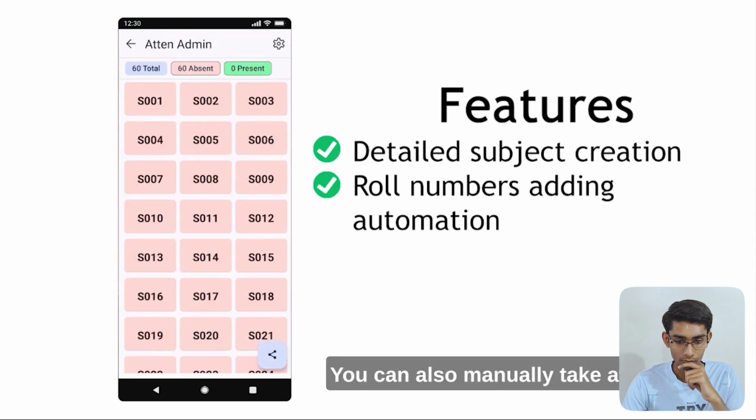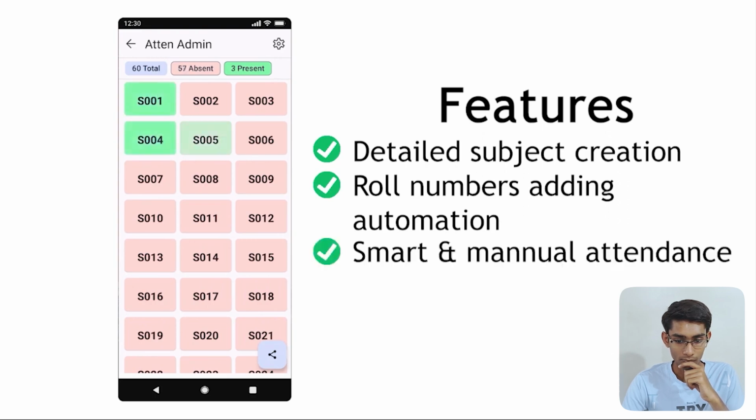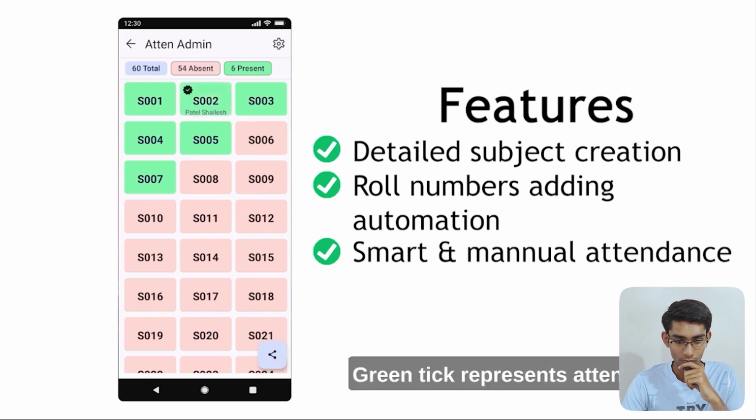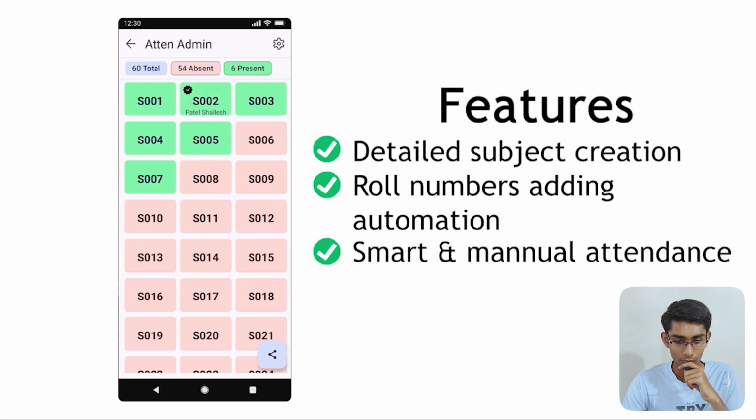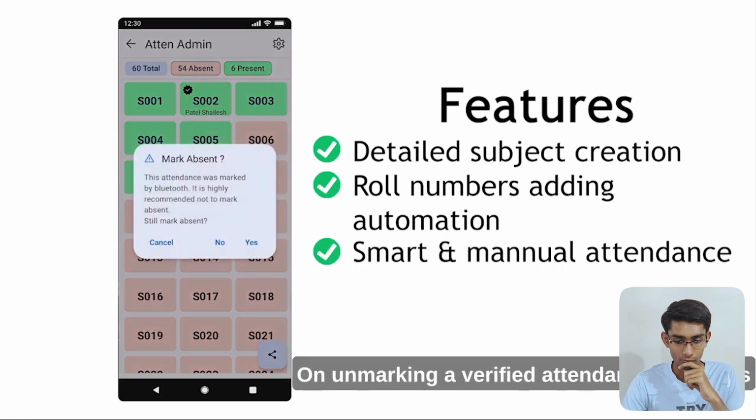You can also manually take attendance by clicking on individual roll numbers. Green tick represents attendances marked by the students. On unmarking a verified attendance, students will get notified about this.